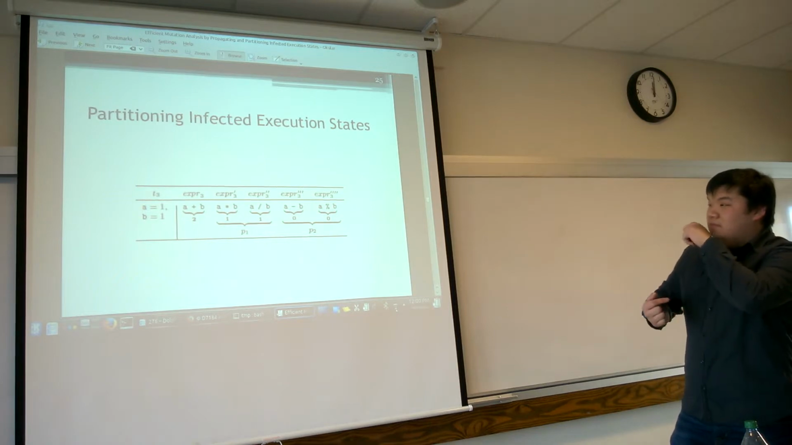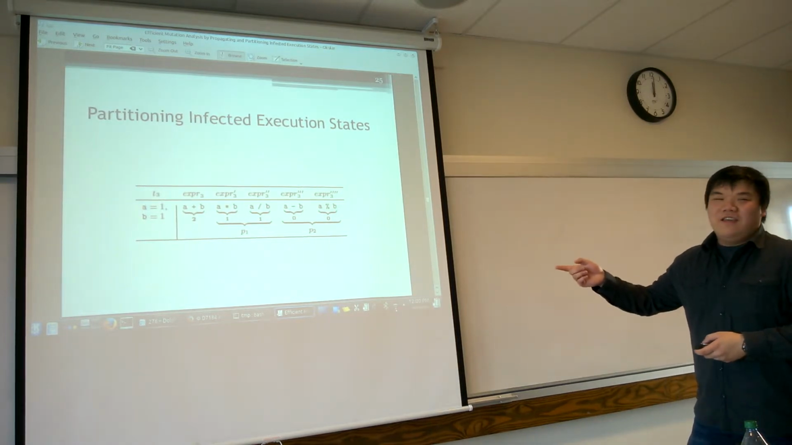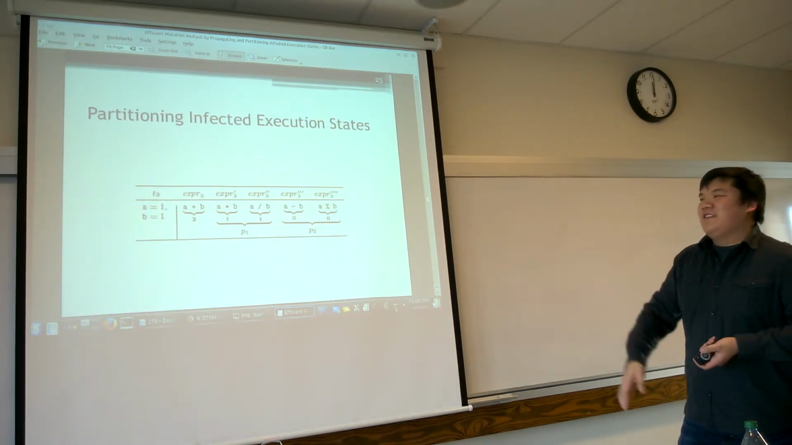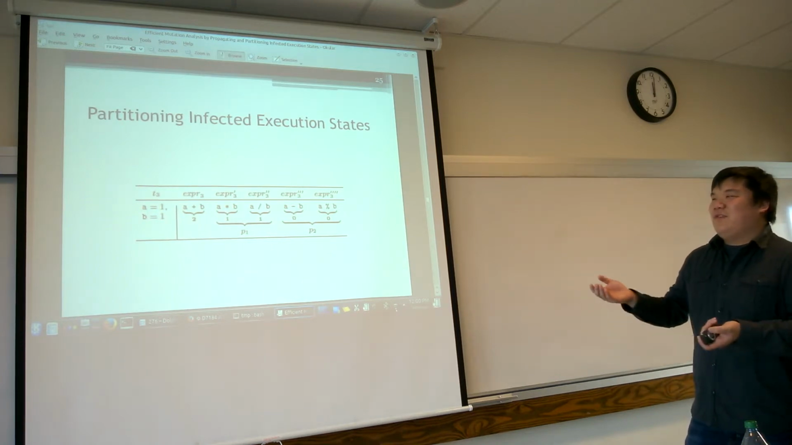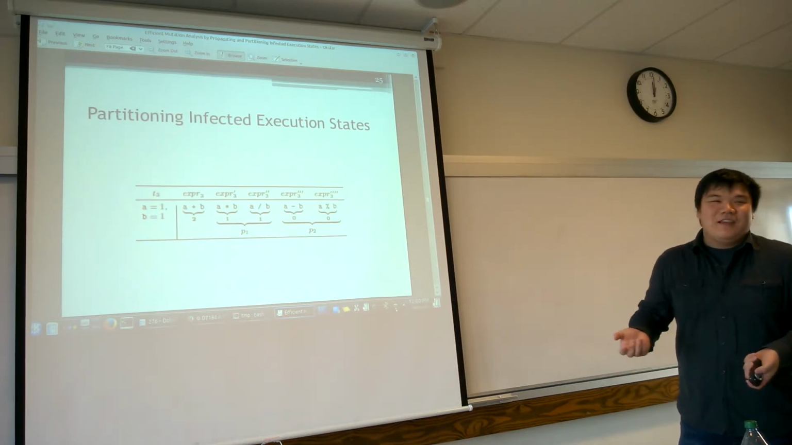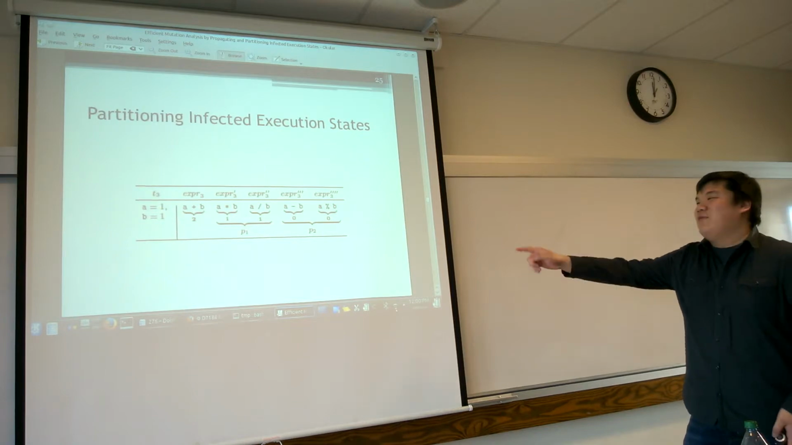So that's just one of the examples they gave. It's a simple example of how they partition things like A multiplied by B if they're both 1, or if they divide by B, and it's just the exact same, and how they form the partitions.